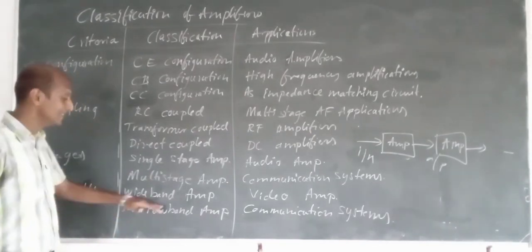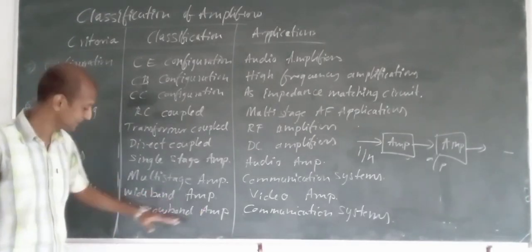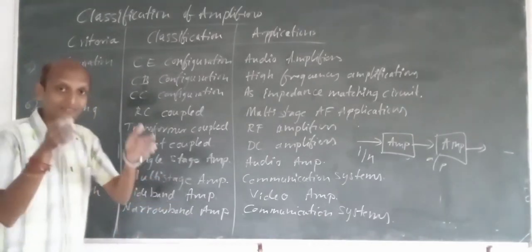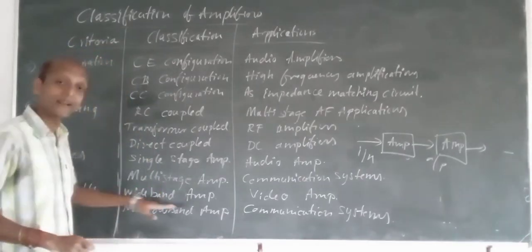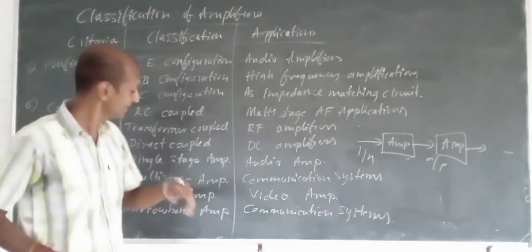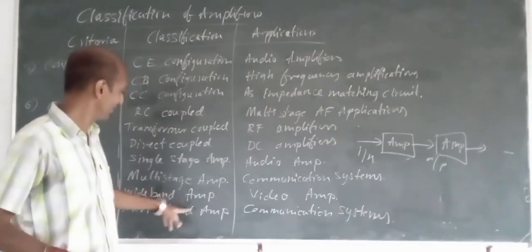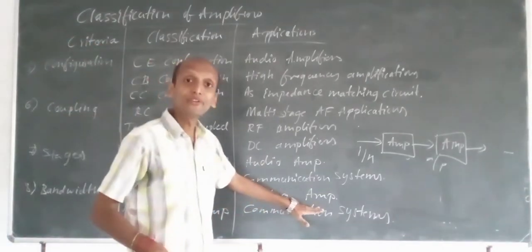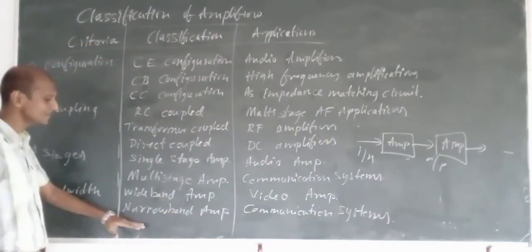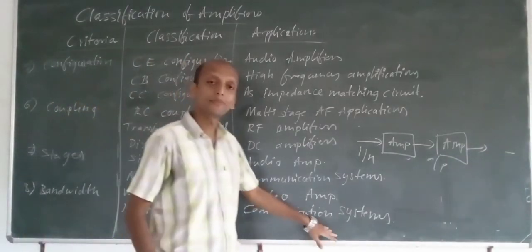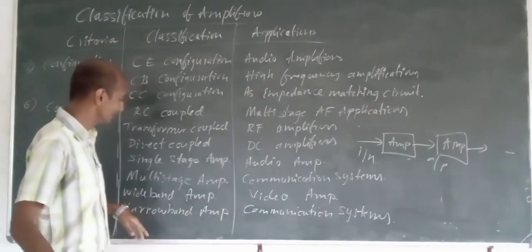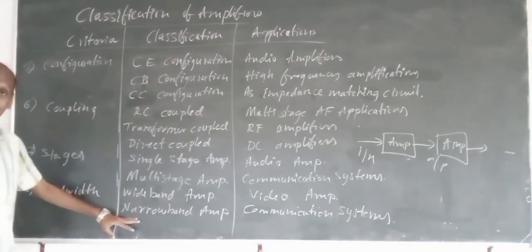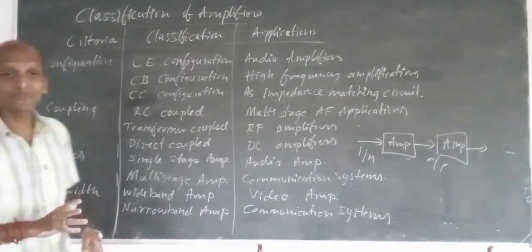Depending on the bandwidth, we have wide band amplifiers and narrow band amplifiers. Narrow band amplifiers have a narrow bandwidth, and wide band amplifiers have a wide bandwidth. Wide band amplifiers are used for video amplification, and narrow band amplifiers are used for communication systems again. In this way we have the bandwidth classification of wide band amplifiers and narrow band amplifiers. This is all about the classification of amplifiers.